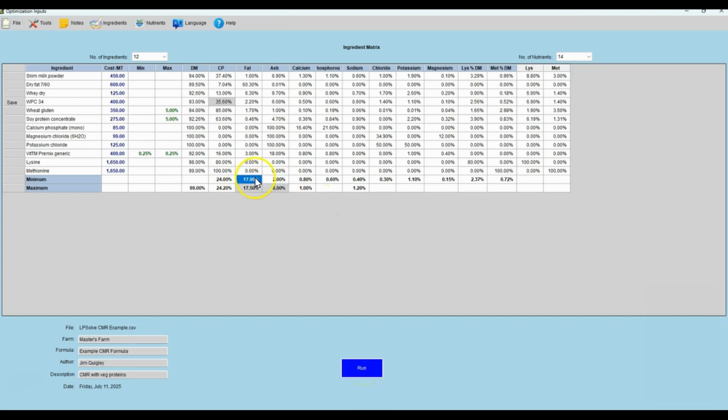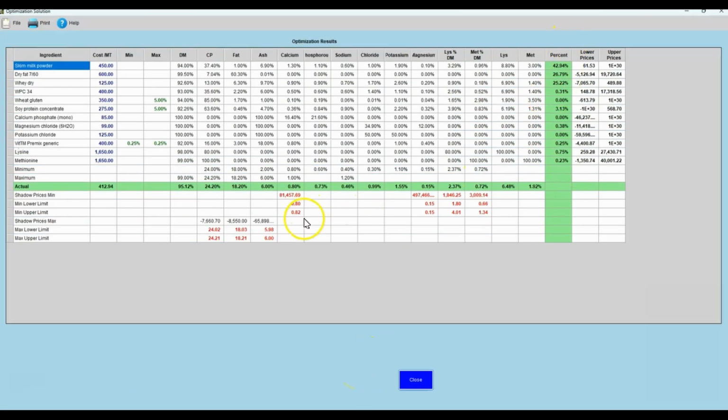I'll change the fat specification back to 18 and 18.2 and try again. We see the formula is able to achieve a feasible solution. The cost is $412.94. The largest change is due to the change in the specification for ash. The previous spec was 7.6% ash. By reducing this specification to 6%, we've increased the cost of the formula by approximately $58. As nutritionists, we now need to determine the biological value of reducing the ash level from 7.6 to 6 and determine whether it's worth the extra $58 per ton.